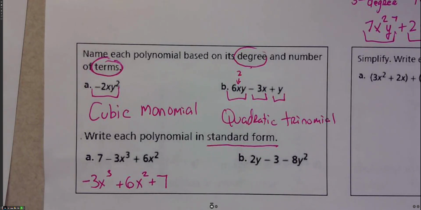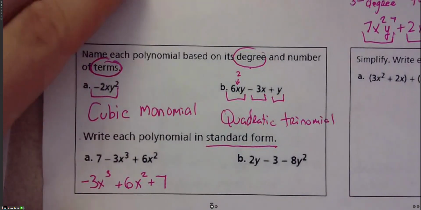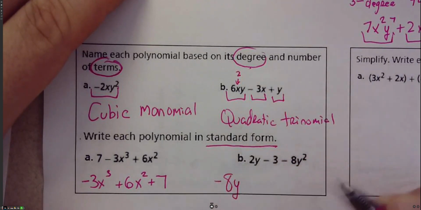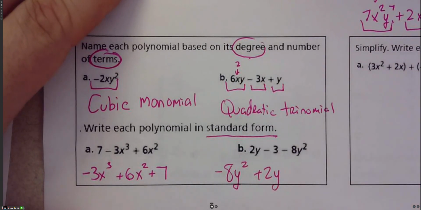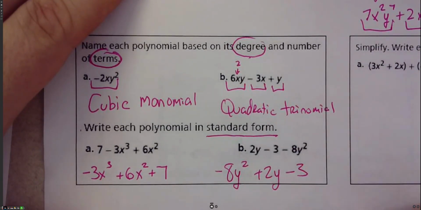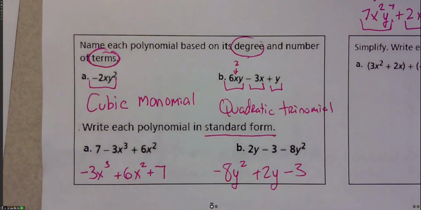So what's the next one? Negative 8y squared plus 2y minus 3. So again, highest power down to the lowest power. So this is kind of important, the standard form, because honestly, it just makes it easier to work with. It makes it easier for me to grade.